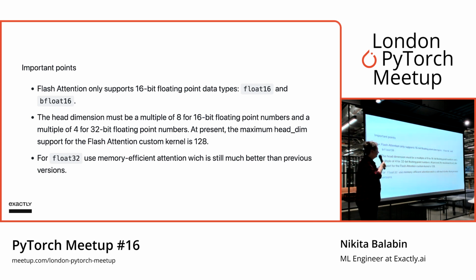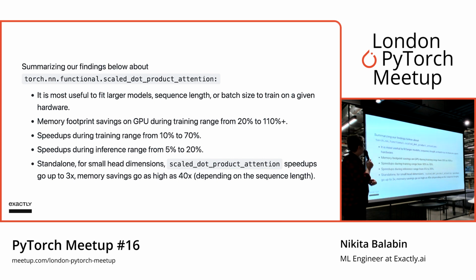But it requires some construction for your attention layers, because now your head dimensions should be divided by 8 and 4 depending on your precision, but still it's really good because all state-of-the-art models already have this restriction. And yeah, here are some numbers. This is the function that they implemented. It's really already used in all APIs.